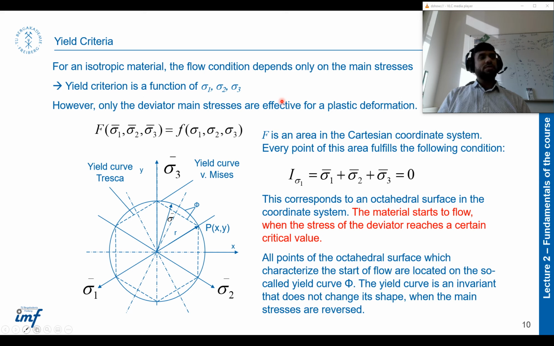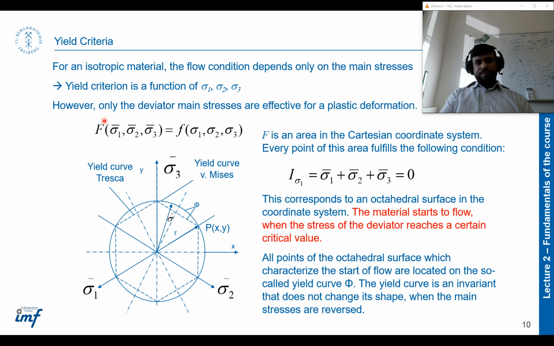This is something which you would probably have studied in your previous courses, but here we are just touching it up quickly, because we will be using this quite many times in this course. So for an isotropic material, the flow condition depends only on the main stresses, which are sigma 1, sigma 2, sigma 3, the principal stresses in the x direction, y direction and z direction. And the yield criteria is a function of these three main stresses.